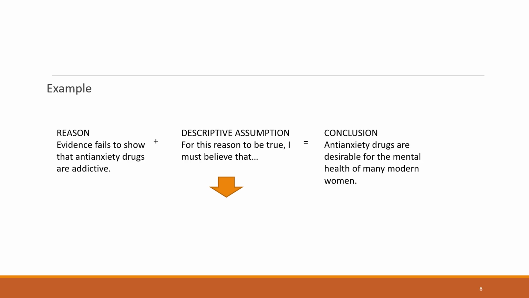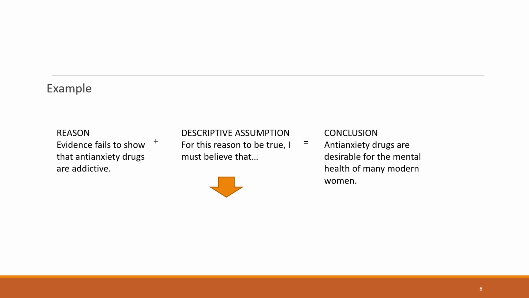In this example, one of the reasons the author uses to support his or her conclusion is that evidence fails to show that anti-anxiety drugs are addictive. Therefore, jumping to the conclusion, anti-anxiety drugs are desirable for the mental health of many modern women. So to find the descriptive assumption, I'm trying to figure out the missing link, okay? And here, the one keyword that pops out to me is the word evidence.